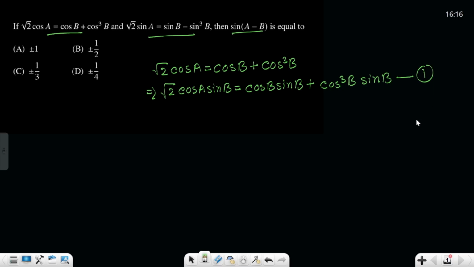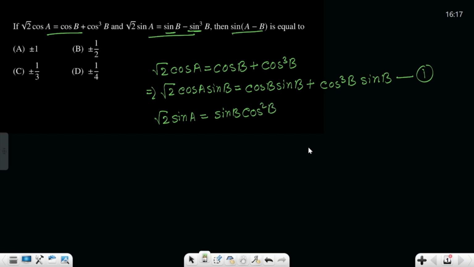Now we will take the second equation. That is root 2 sine a equal to sine b minus sine cube b. Now you can see that we can take sine b common from these two terms. So it will be sine b into 1 minus sine square b. Now 1 minus sine square b is actually equal to cos square b. So we can write cos square b.